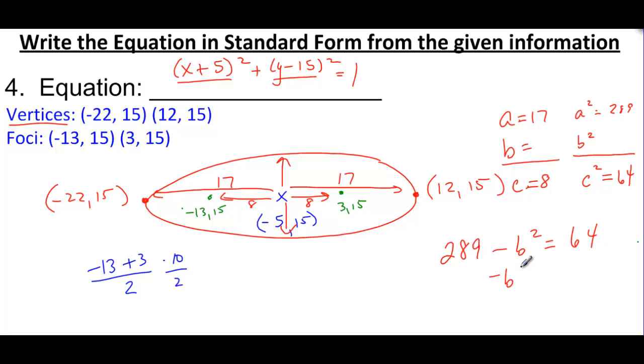So if I take the larger number minus the number I don't know, my b squared, it should equal 64. So negative b squared equals negative 225 if I subtract. So that means b squared equals 225. Okay. So again, what goes underneath here? Well, a squared is 289. B squared is 225. And that would be my final answer. There's my center. I have my a squared, which is left and right, my b squared, which is up and down. And again, if I do 289 minus 225, I get 64, which means I'm going to move left and right 8 spaces.